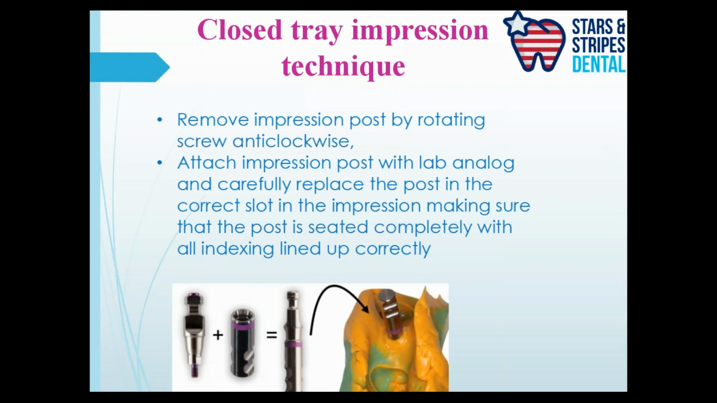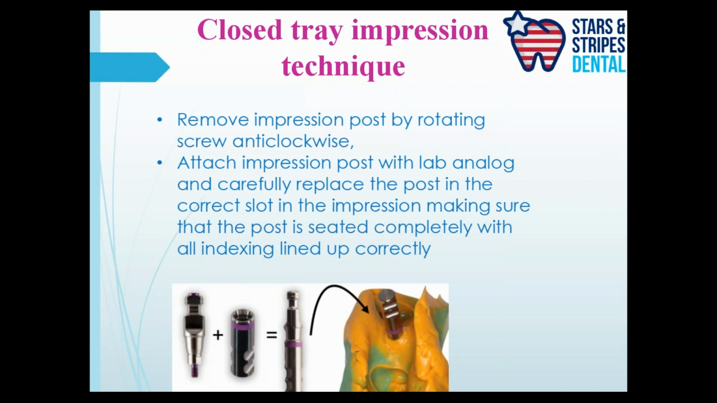Because you are going to give this impression to the lab, right? So the lab has to have some reference. You cannot remove the implant, of course, or give the new implant to the lab and say, okay, take this implant and pour your impression. So you have to have something that works as an implant in the lab, in the stone cast. So that thing is called implant replica or analog.